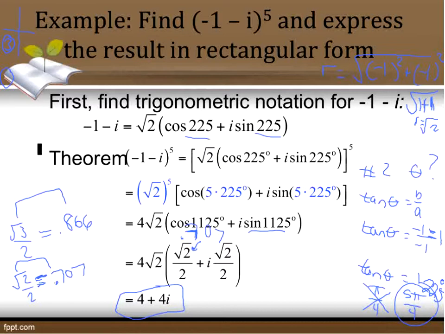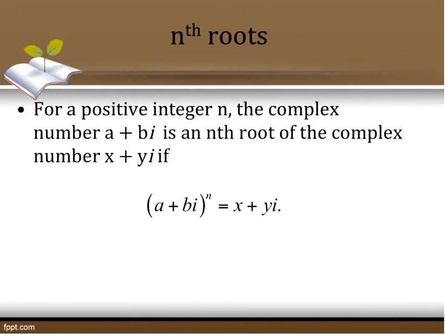So you'll have lots of chances to practice this on your checkup. But these were at least a couple questions for you. Okay, so before we end today, I do want to do one more with you. Let's talk about nth roots here.